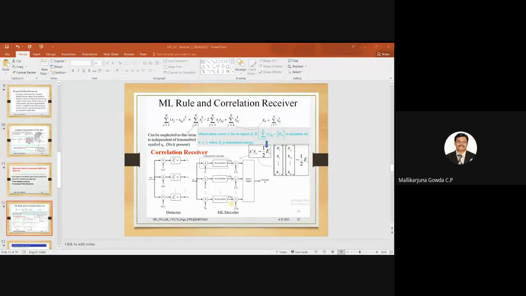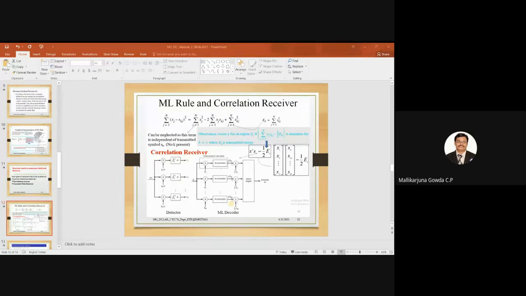This is the concept we use in receivers for estimating the transmitted symbol. Based on that, I said there are two types of receivers, based on the MAP rule. One I said is the correlation receiver, and another one is the matched filter receiver. So here what I have shown is the correlation receiver. In two parts, I said, one is the detector part, another one is the maximum likelihood decoder.